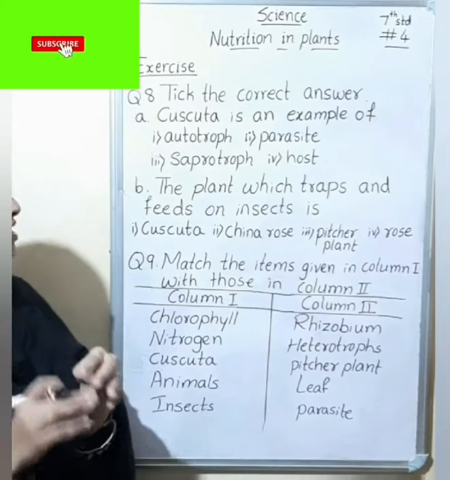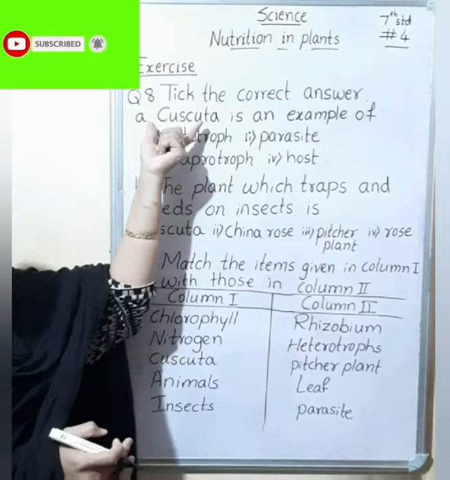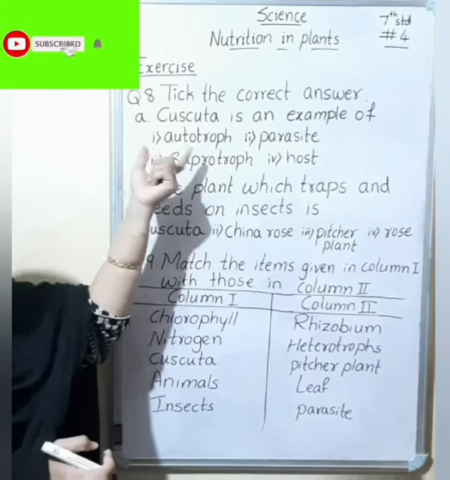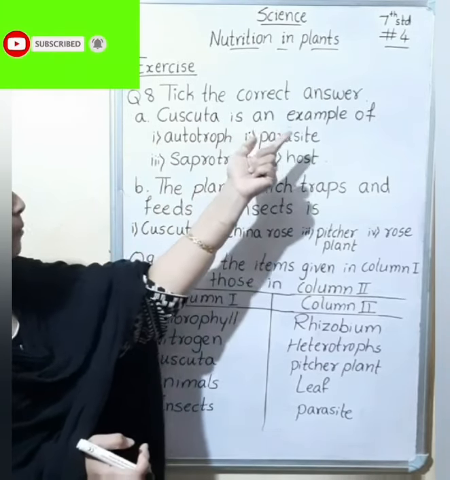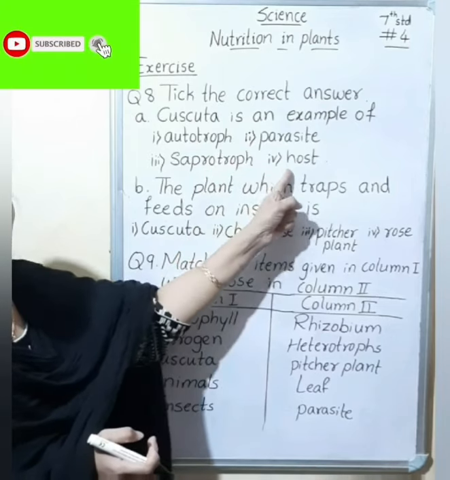Let's have the 8th question now. Take the correct answer. When the question is there, 4 options have been given over here. Let's find out the correct option. So the first question: Cuscuta is an example of autotroph, parasite, saprotroph or host.